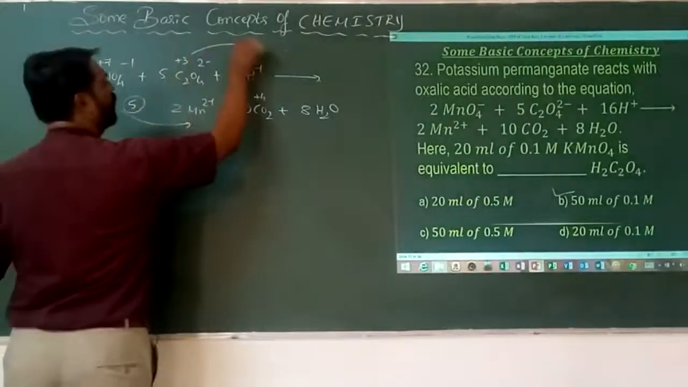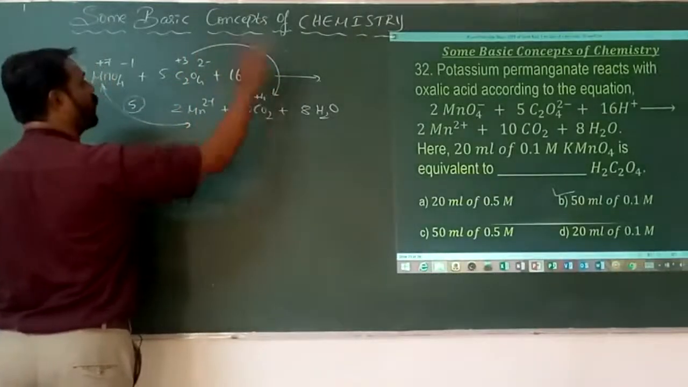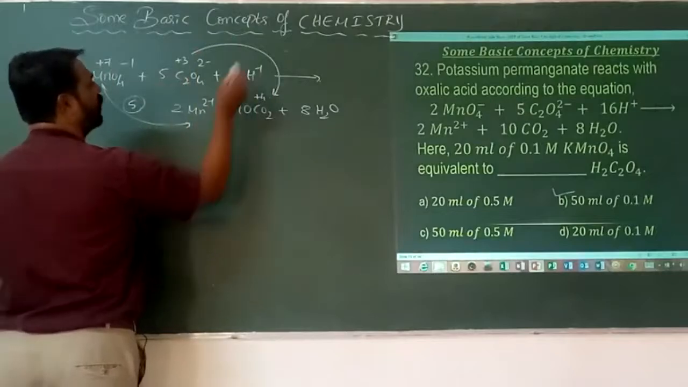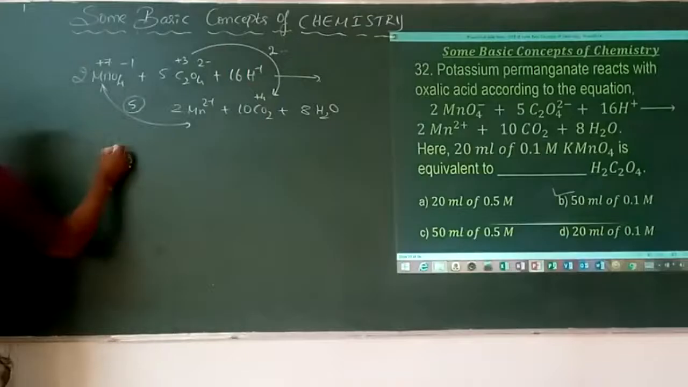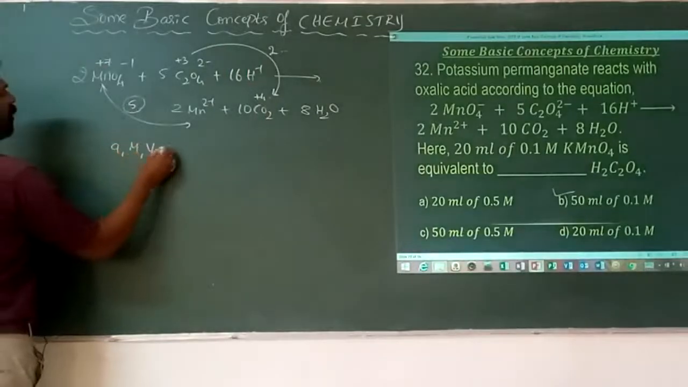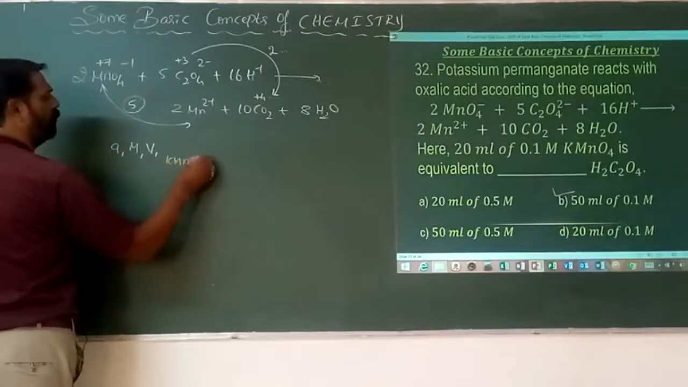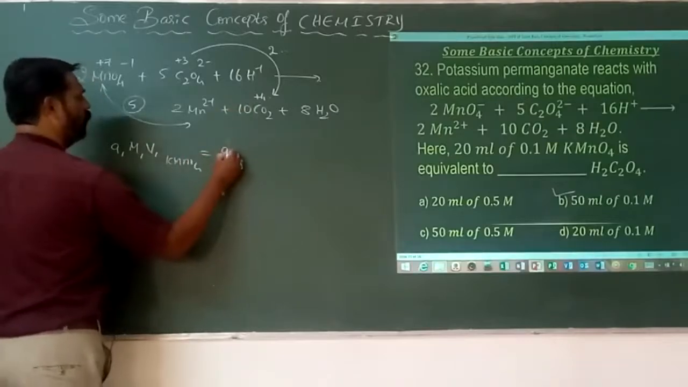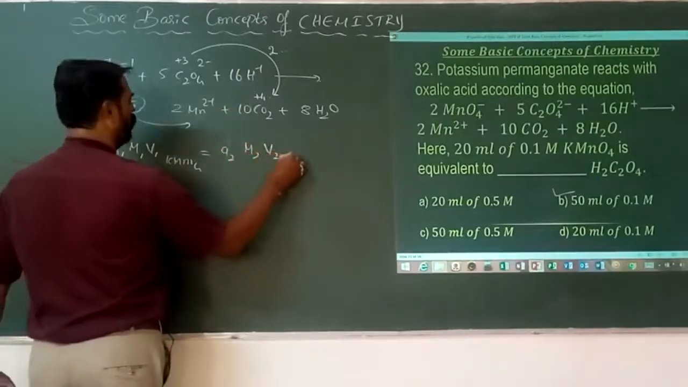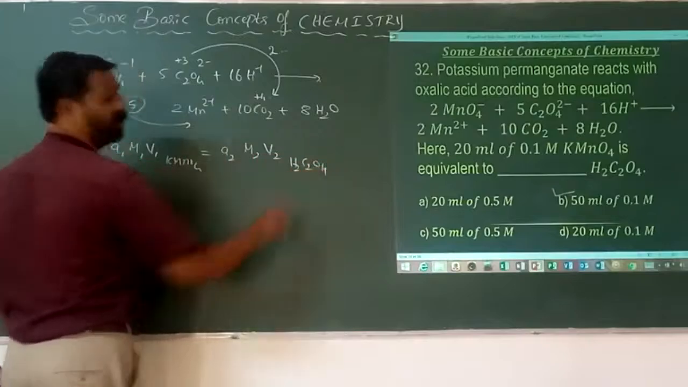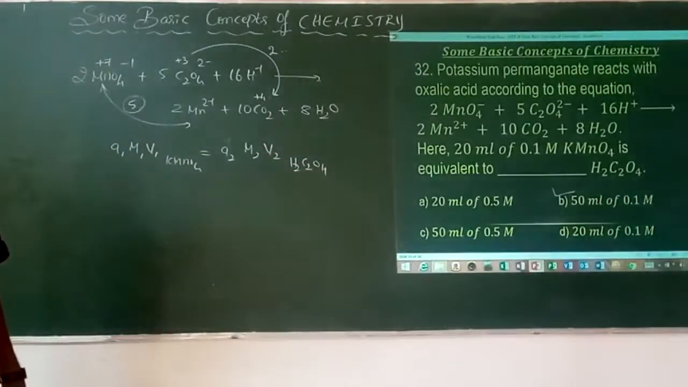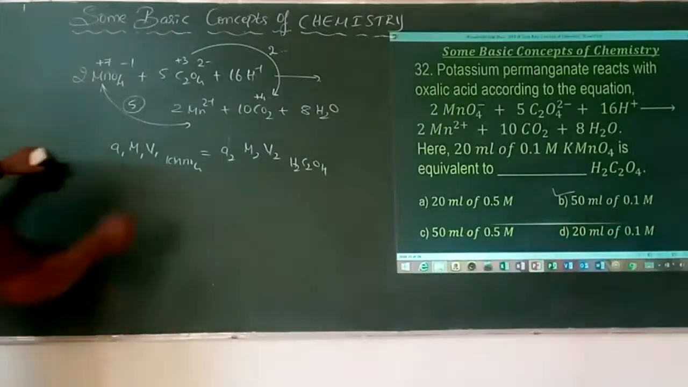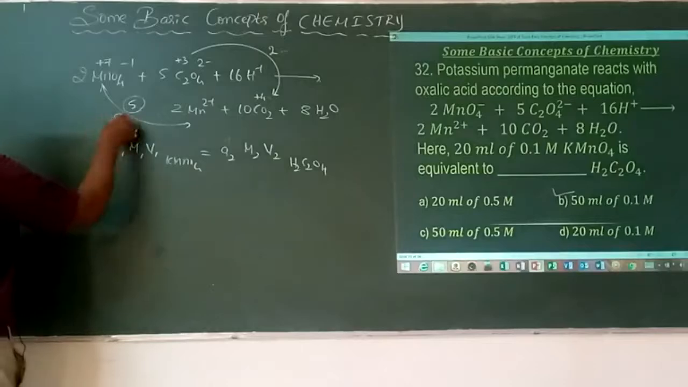The change with respect to these two, plus 3 to plus 4, is 1 actually, but it is C2, therefore it is 2. N1 M1 V1 of KMnO4 is equal to N2 M2 V2 for H2C2O4. I think you have gone through the practice. In that we have discussed the formula A1 M1 V1 is equal to A2 M2 V2. So here what is A1? With respect to this it is A1, with respect to this it is A2.